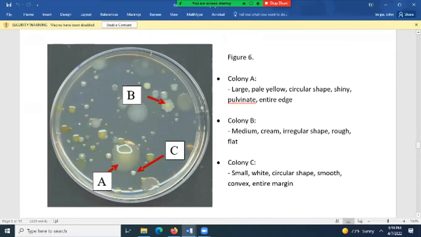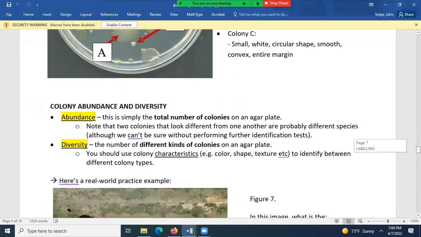All right. Colony A is large, circular in its shape. You could also call that, because this isn't perfectly circular right there, irregular. Entire edge. Pulvinate, but I can't see that. You'd have to look at it from the edge. I'm not going to go through the others. You can read through it.